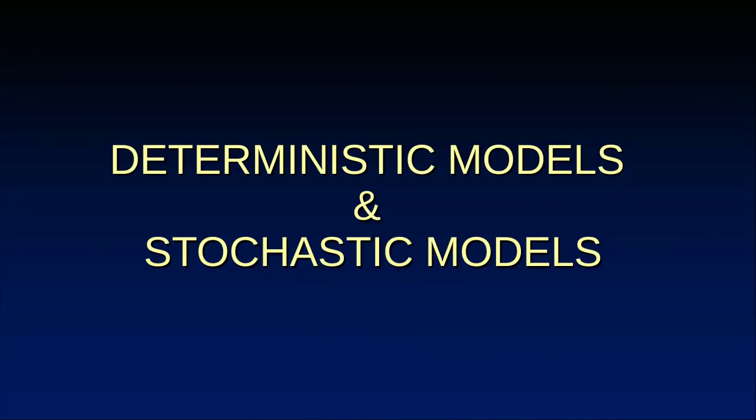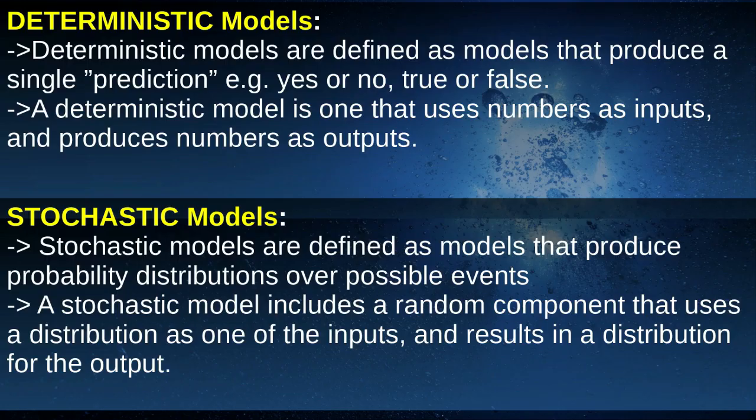Now let us understand the intricacies of deterministic and stochastic modeling. Deterministic models are defined as models that produce a single prediction, for example yes or no, true or false. Stochastic models are defined as models that produce a probability distribution over possible events. A deterministic model is a model where the material properties are well known, that is deterministic, none of them is random.